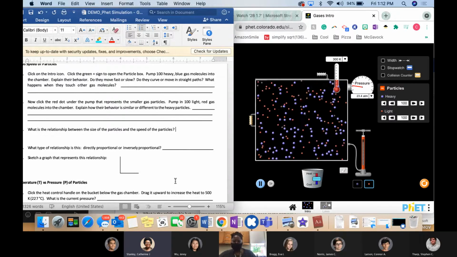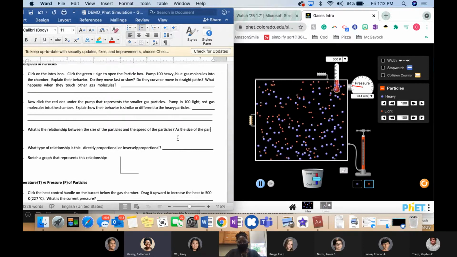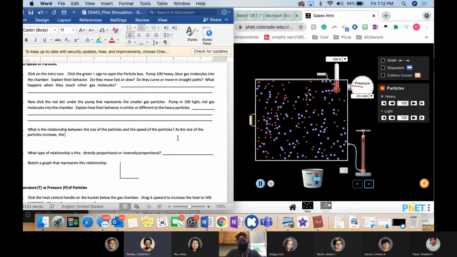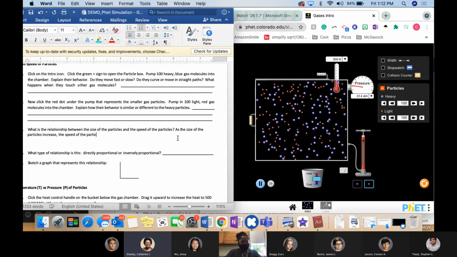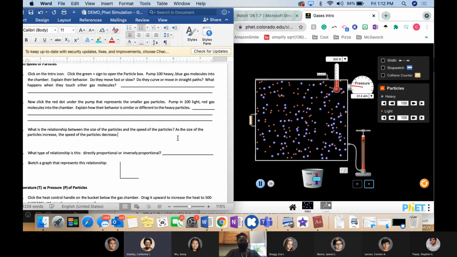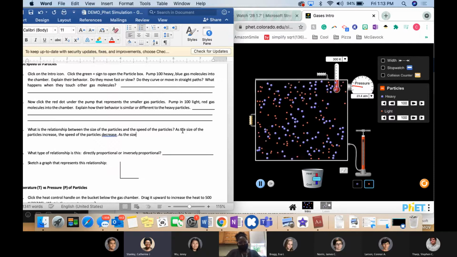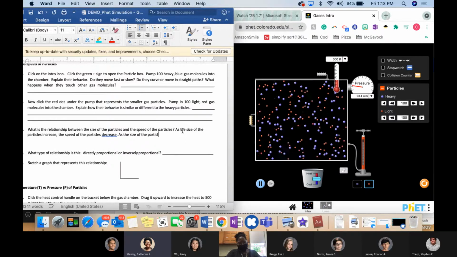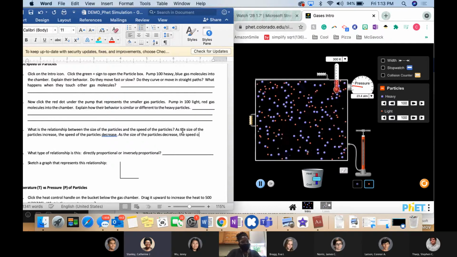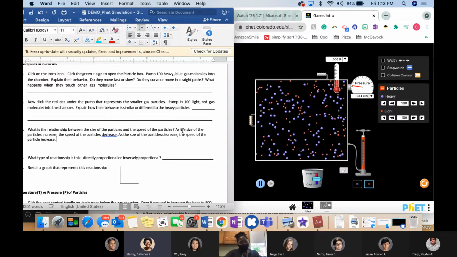All right, so let's write that in a very scientific form. As the size of the particles increases, the speed of the particles decreases. We can write its reverse as well. As the size of the particles decreases, the speed of the particles increases.